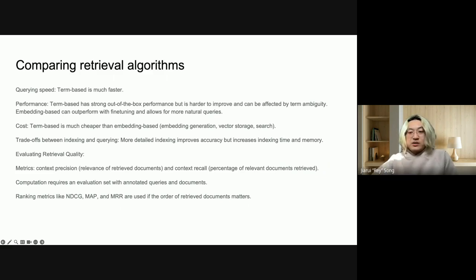To compute these metrics, you typically need an evaluation set consisting of test queries and a set of documents where each document has been annotated as either relevant or not relevant to each query. This annotation can be done by human or AI judges. If the ranking of the retrieved documents is important for your application, for example, you want the most relevant documents to appear first, you can use metrics like NDCG, MAP, or MRR.